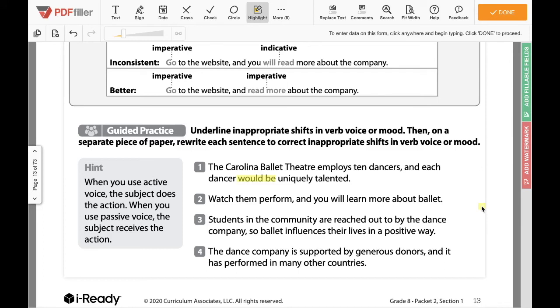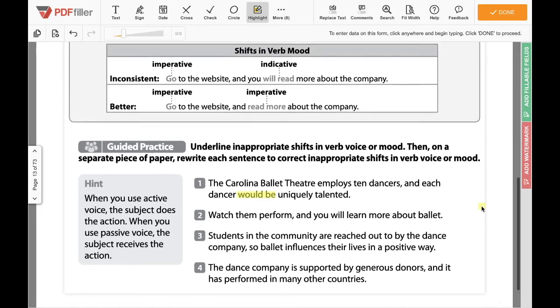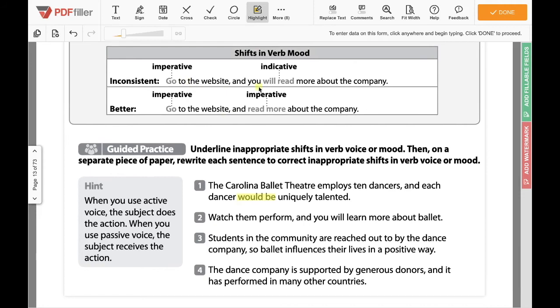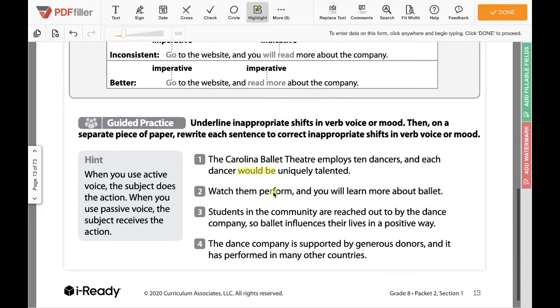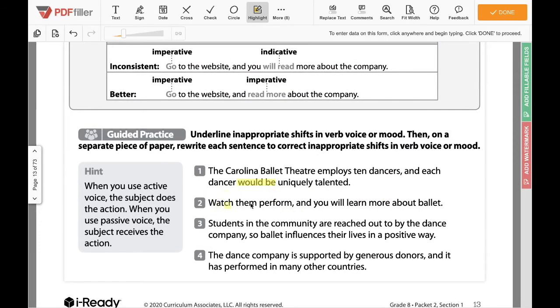Watch them perform and you will learn more about the ballet. Well, let's look at our example up here. Go to the website and you will read more about the company. Watch them perform. That is what type of verb mood? Imperative. It's commanding you to do something. So we know that the will learn needs to be taken out of here and replaced with something else because it needs to be changed to be more of the imperative verb mood instead of the indicative verb mood.